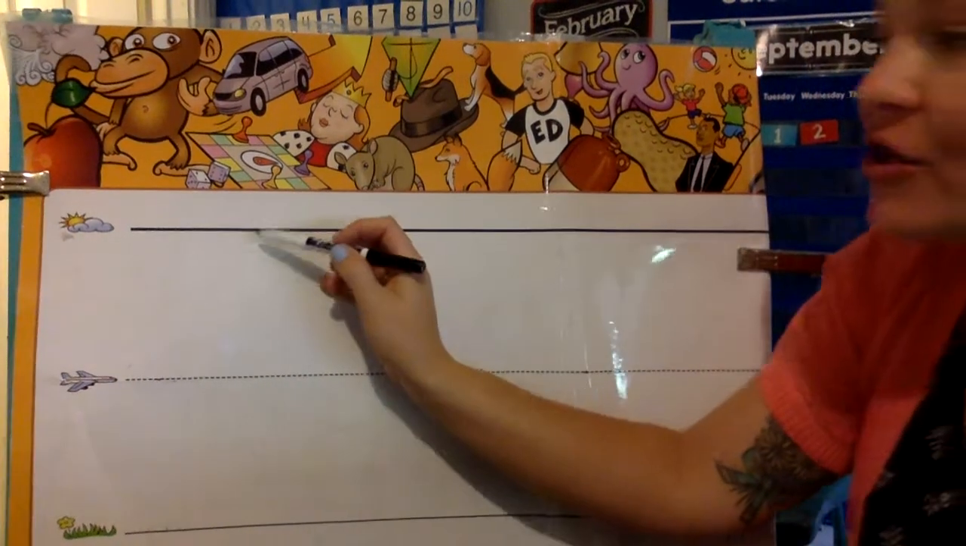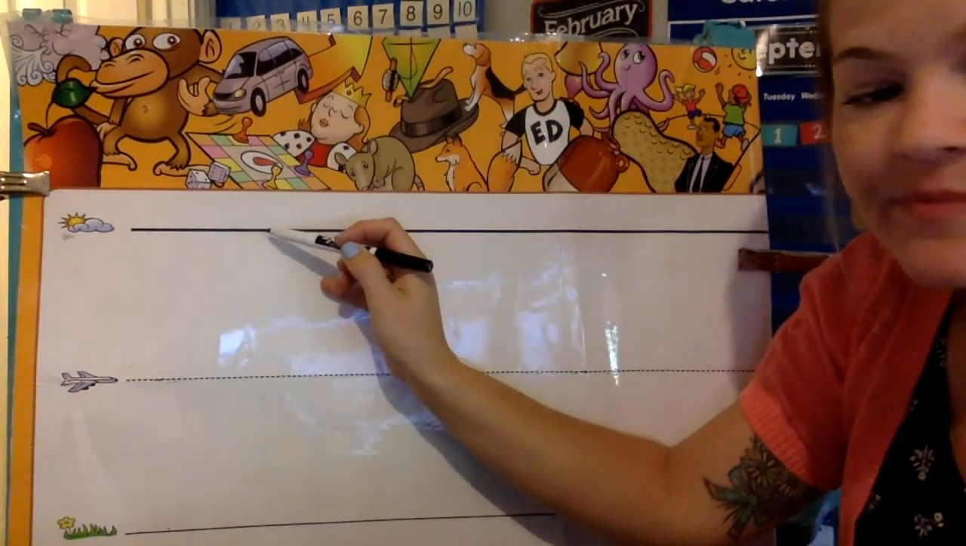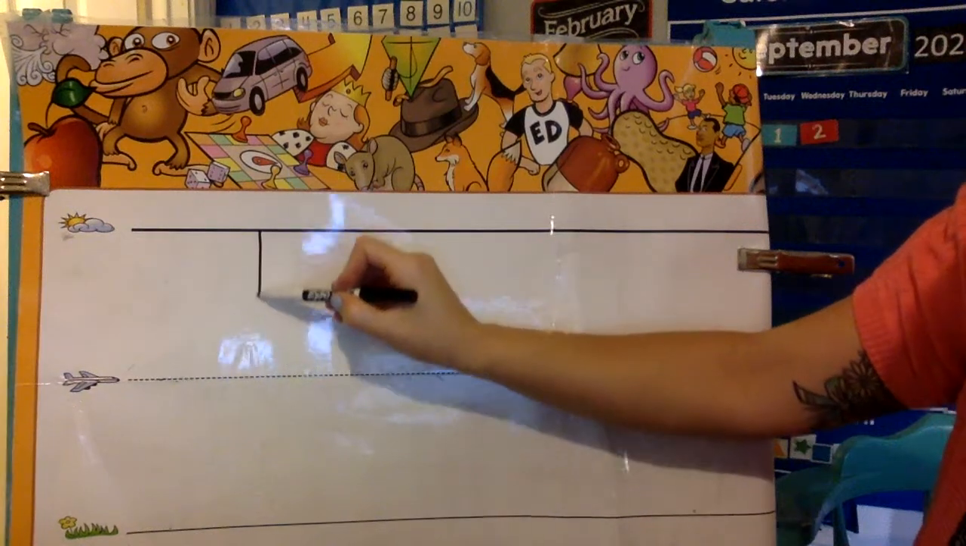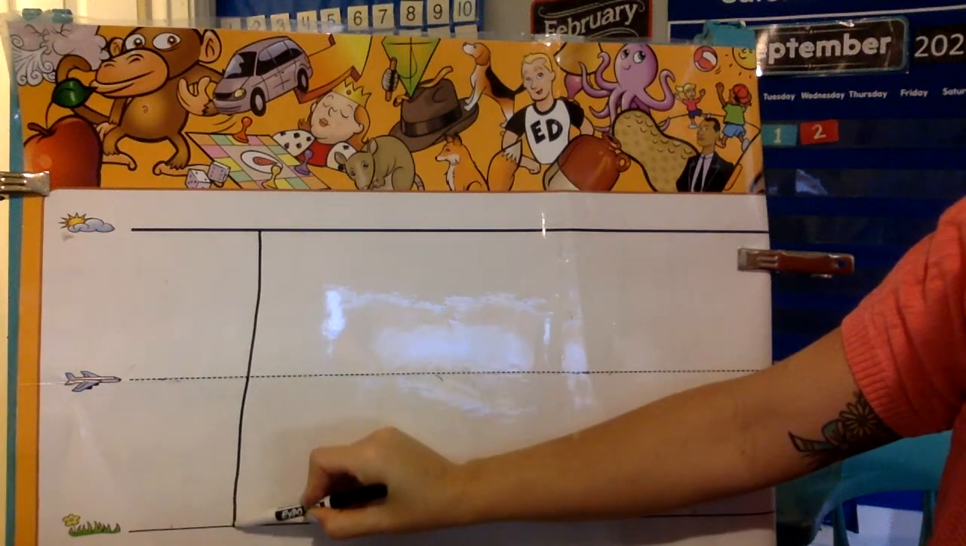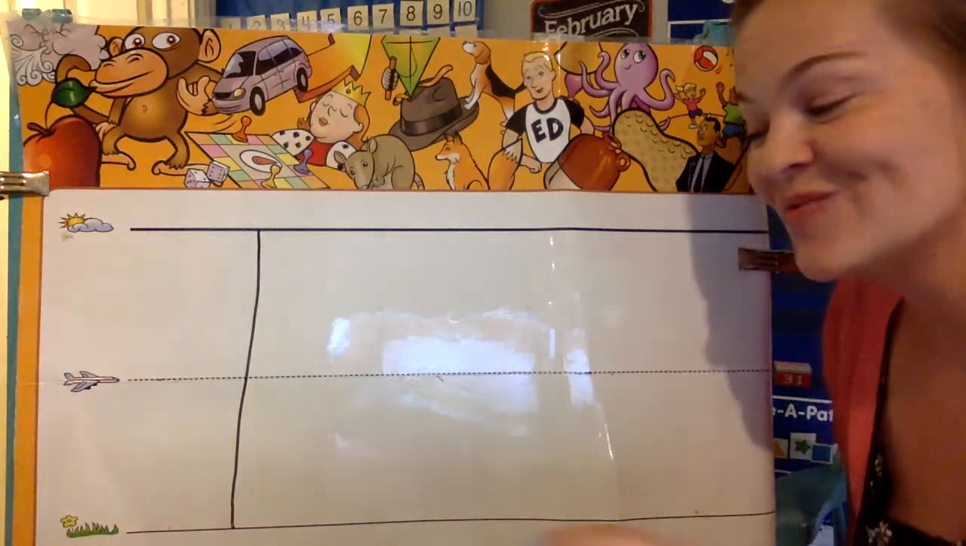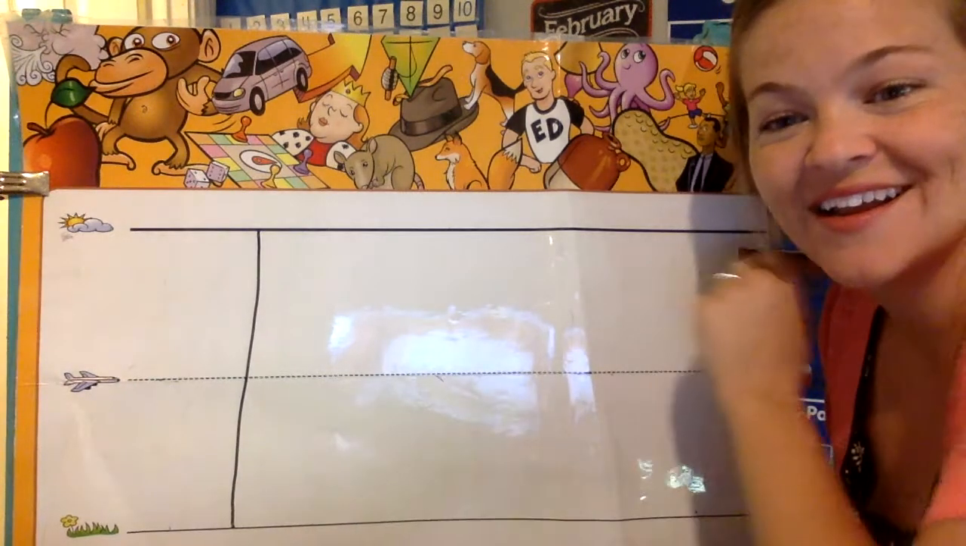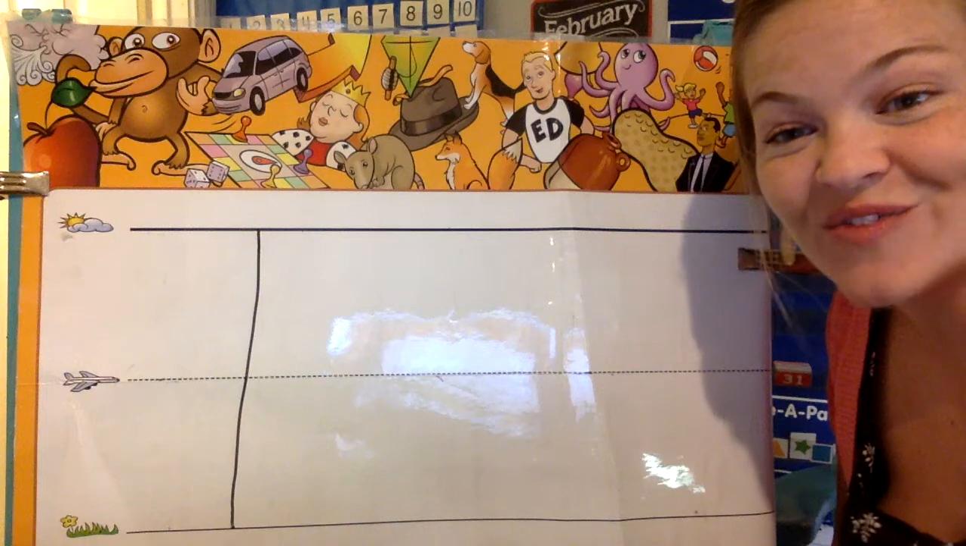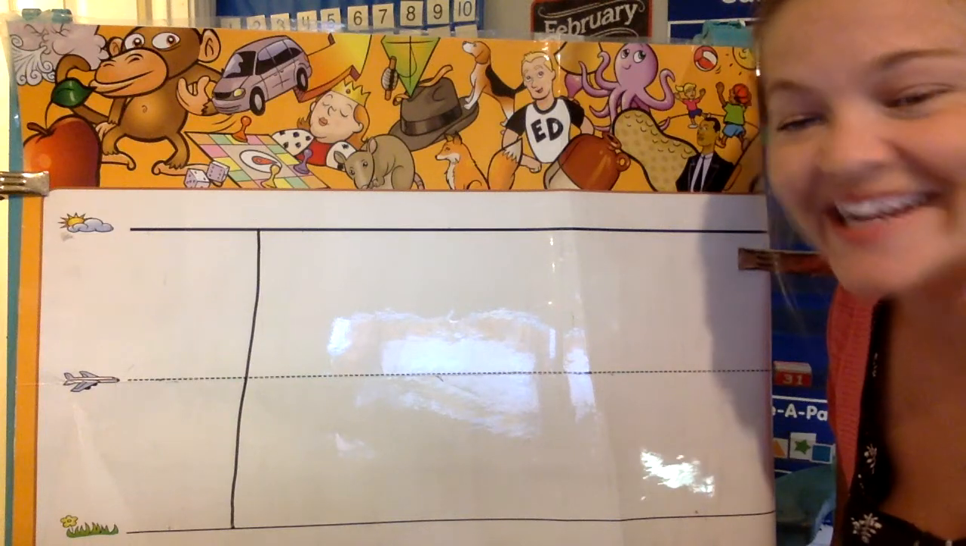Uppercase K, you're going to start on this skyline and you're going to go straight down to the grass line. Start on the skyline and go straight down to the grass line. What letter does that look like so far? Looks like a lowercase L so far, right? But we're not done yet.